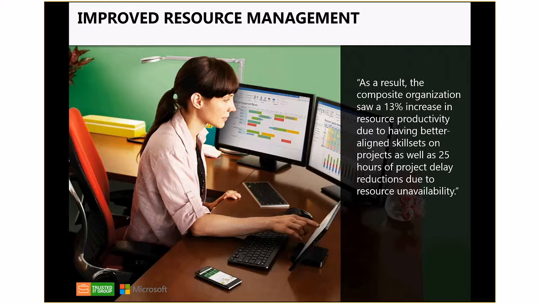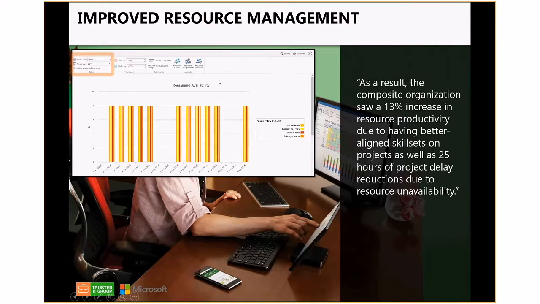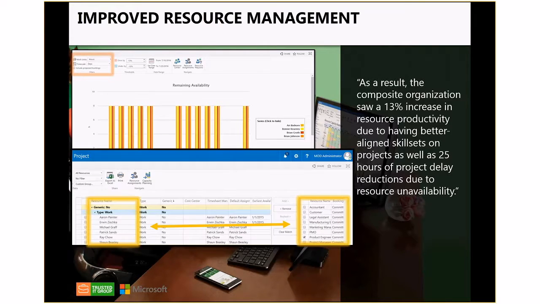So just showing you a couple screenshots over here. This is a screenshot from the capacity planning module, basically showing you some of the remaining availability and some of the skill set matching. I think this is a really neat thing to talk about for just a second.